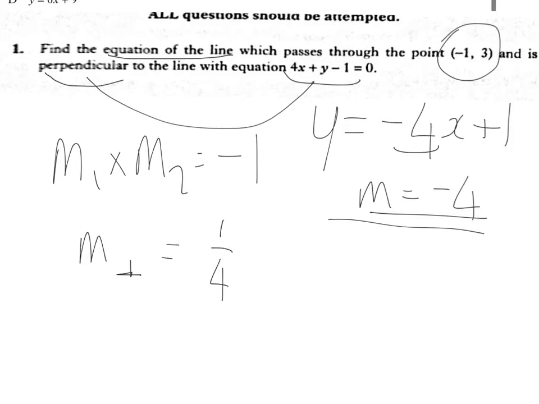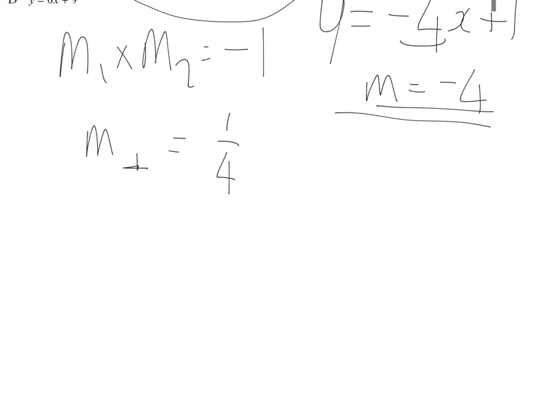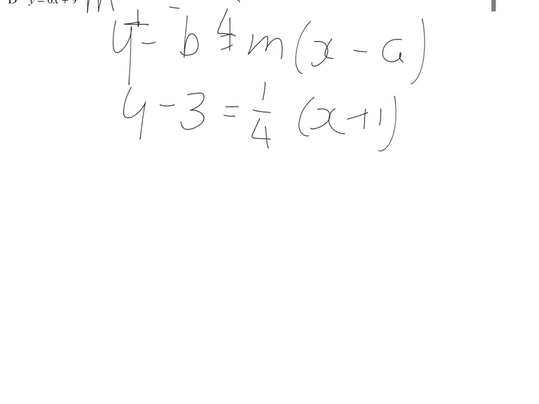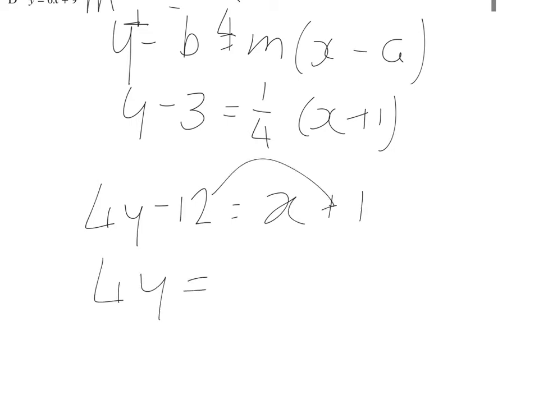So we've got a gradient which is 1/4, we've got a point which is (-1, 3), and it goes into y - b = m(x - a). So it's y - 3 = 1/4(x - -1), which is x + 1. I'm now going to get rid of the fraction by multiplying through by 4. That will be 4y - 12 = 1(x + 1), which is x + 1. Bring that over, and that will be 4y = x + 13. That's the final answer.